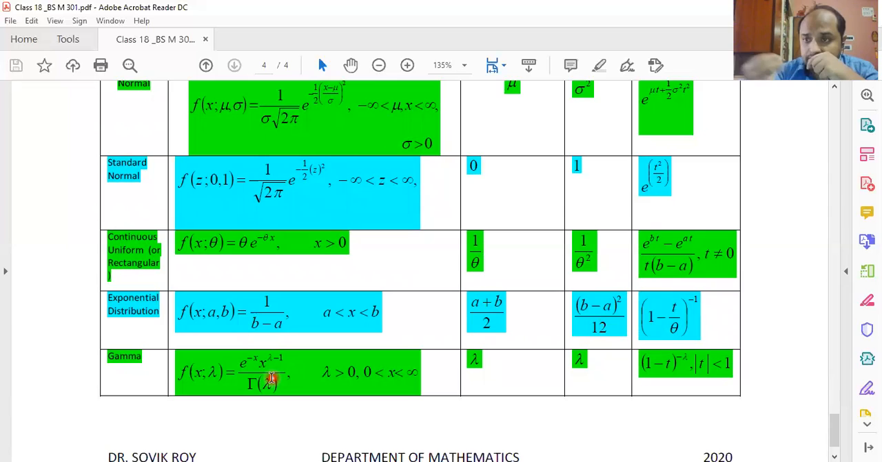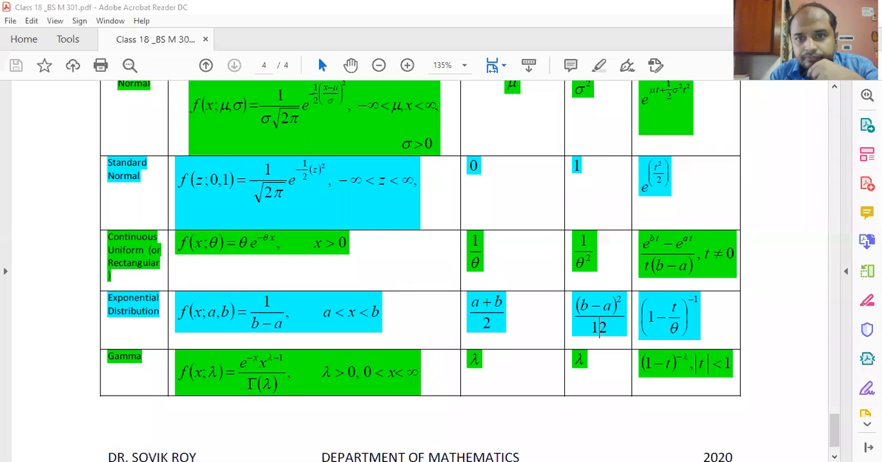We have done calculations, and one interesting thing is that this is the moment generating function, and the mean and variance of the gamma distribution are also the same. So for the discrete case, when it is Poisson, then mean and variance are same. For the continuous case, when it is gamma, the mean and variance are same.